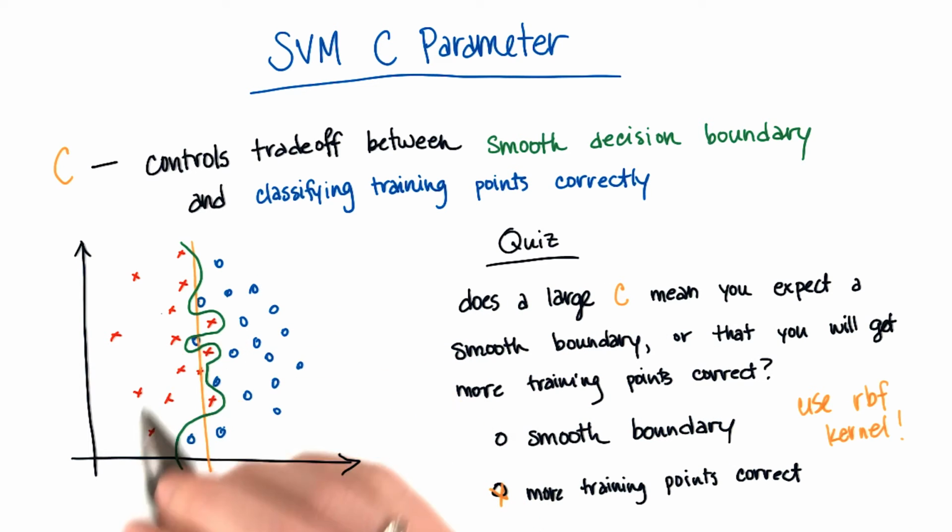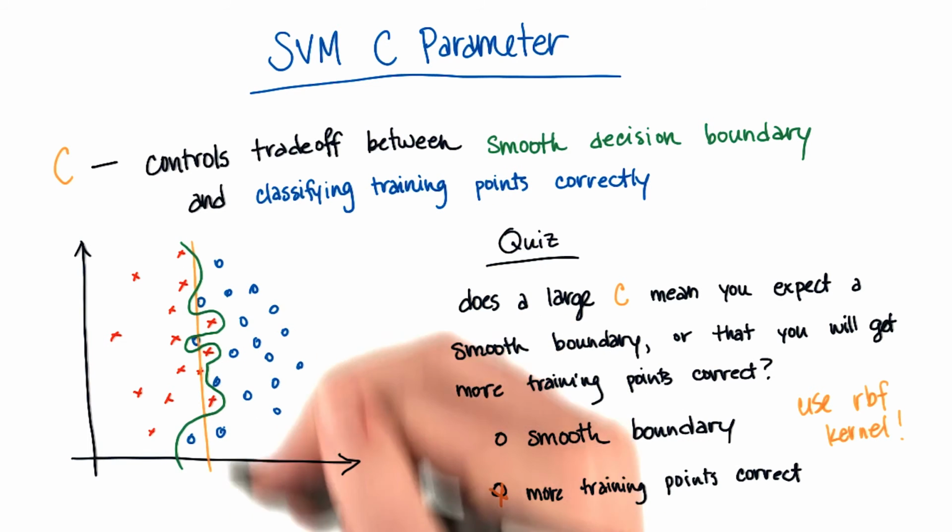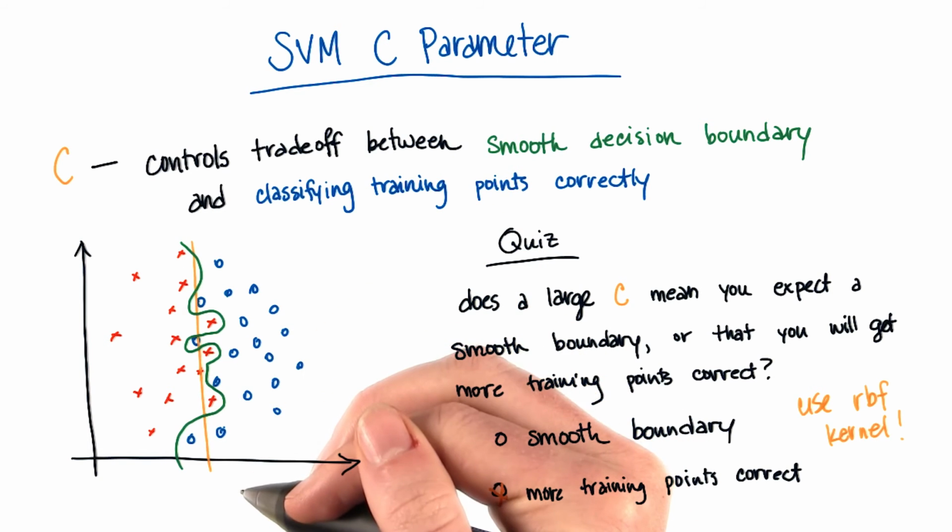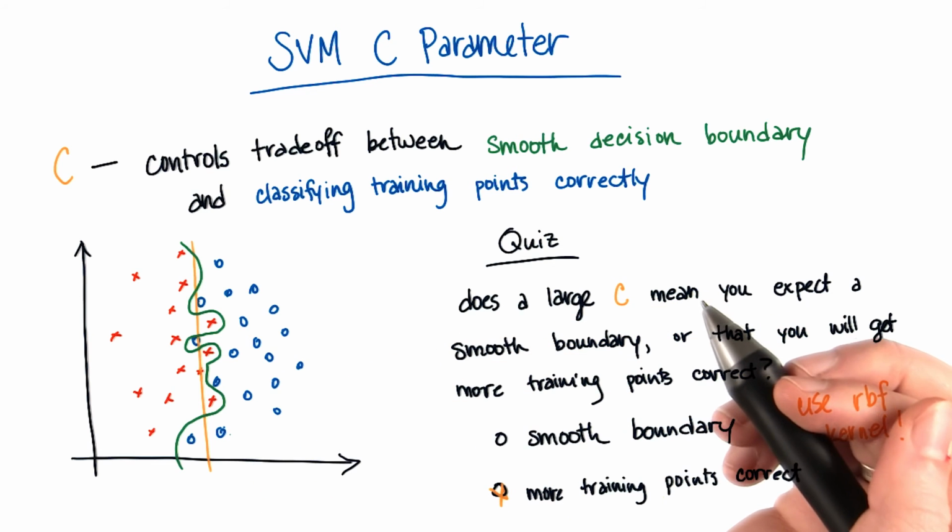Figuring out exactly how much you want a straight decision, how much you want to have a smooth decision boundary versus one that gets things correct, is, of course, part of the artistry of machine learning.